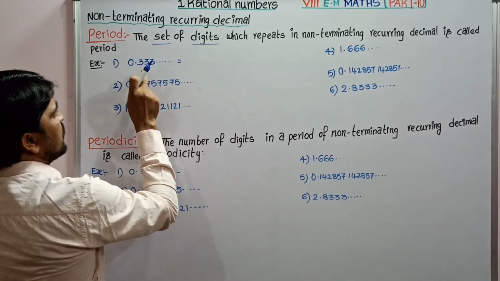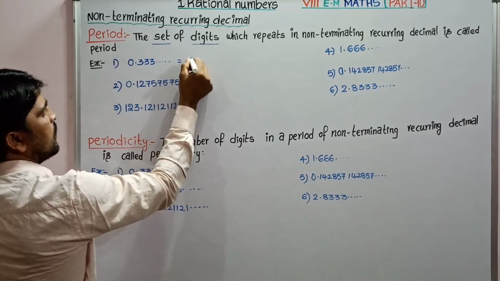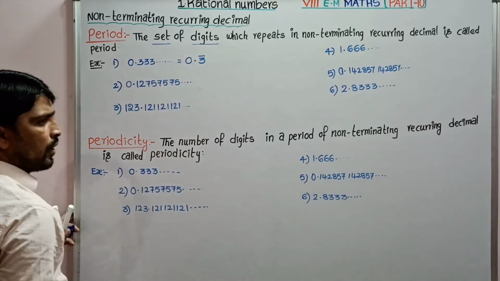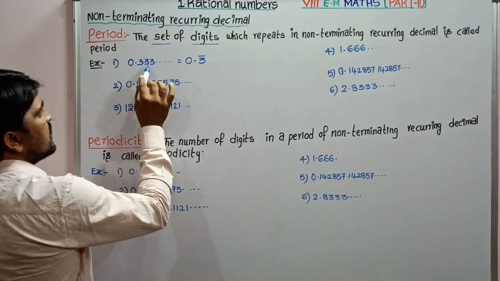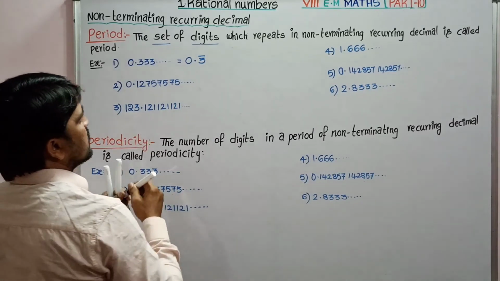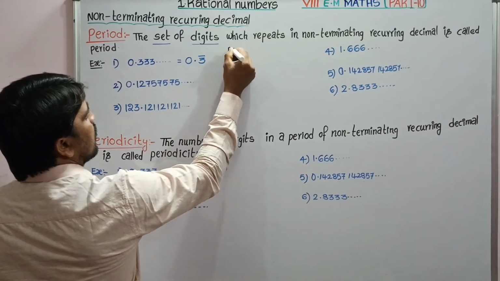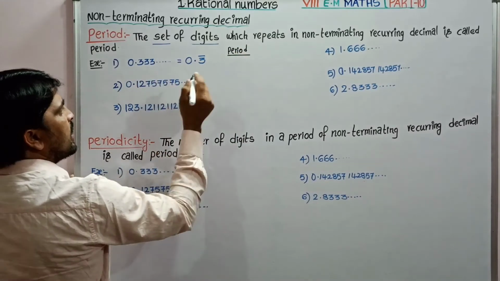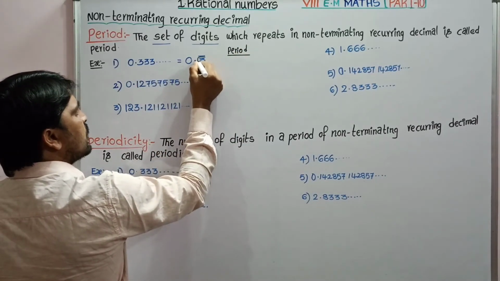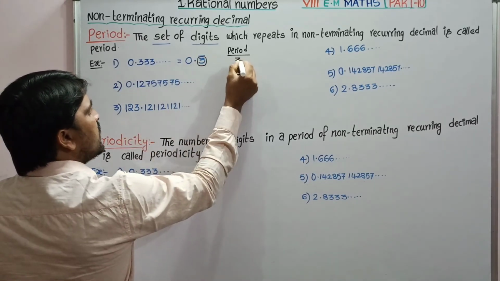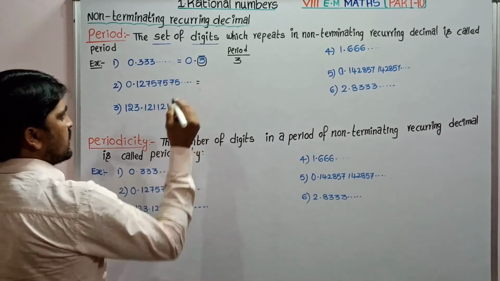0.333... is a non-terminating recurring decimal. This can be written as 0.3 bar, as the digit 3 is recurring in the decimal part. So the period of 0.3 bar is the set of digits which repeats, the set of digits under the bar, that is 3. 3 is the period.